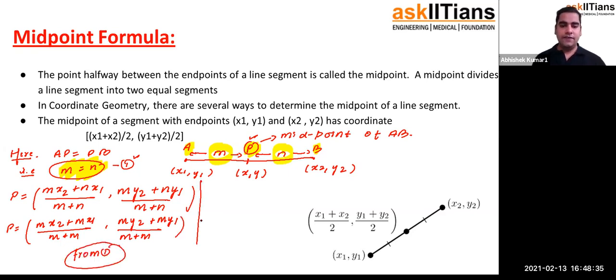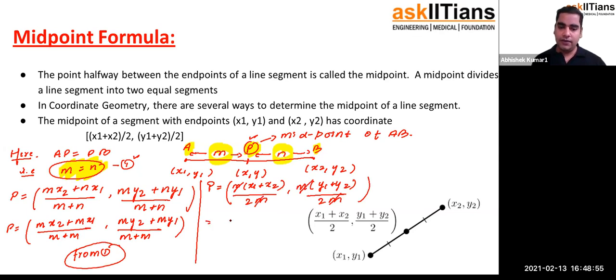Okay. If you simplify it more, you will get P is equal to, you can take m common from the numerator, you will get x1 plus x2. In the denominator, you have 2m. And here again, you can take m common, you will get y1 plus y2. In the denominator, you have 2m. So m will get cancelled, right?